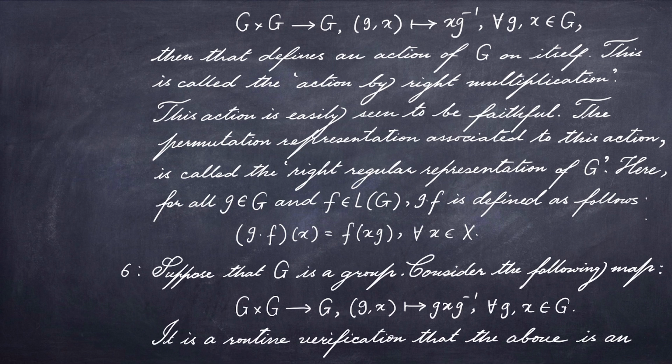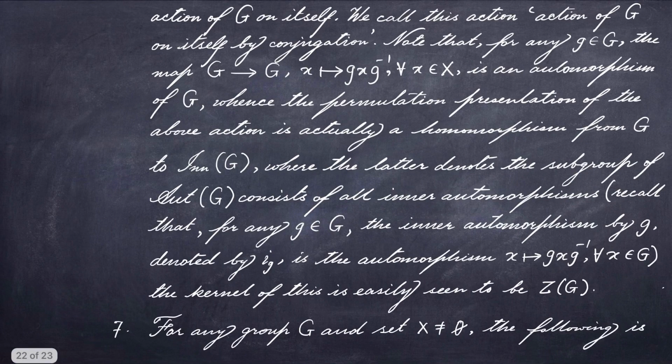Okay, so the next example we are going to consider is called the action of G on itself by conjugation. So how is that action defined? For any g and x, we consider the conjugation of x by g. Then you can check that it's an action. This is called the action of G on itself by conjugation. Note that for any fixed g, the map x goes to gxg inverse is an automorphism of G.